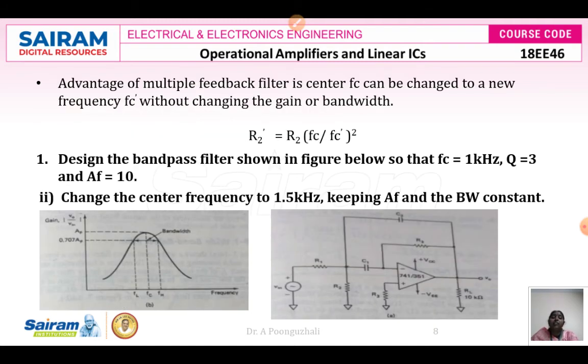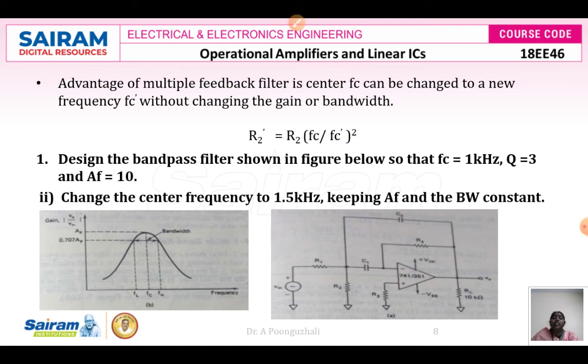So here the advantage of your multiple feedback filter is that the center frequency FC can be changed to a new frequency FC dash without changing any other components. In that case, how we can change it is: R2 dash is equal to R2 into the ratio of the original center frequency to the new center frequency. But it was only a ratio in the previous filters, and now it is going to be the square of that. So R2 dash is equal to R2 into (FC by FC dash) the whole square.